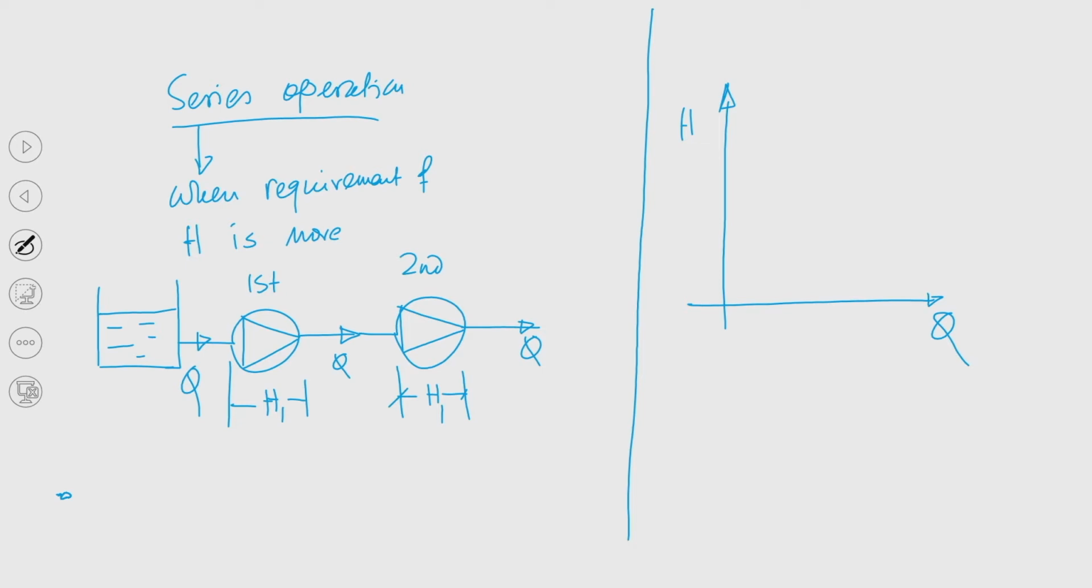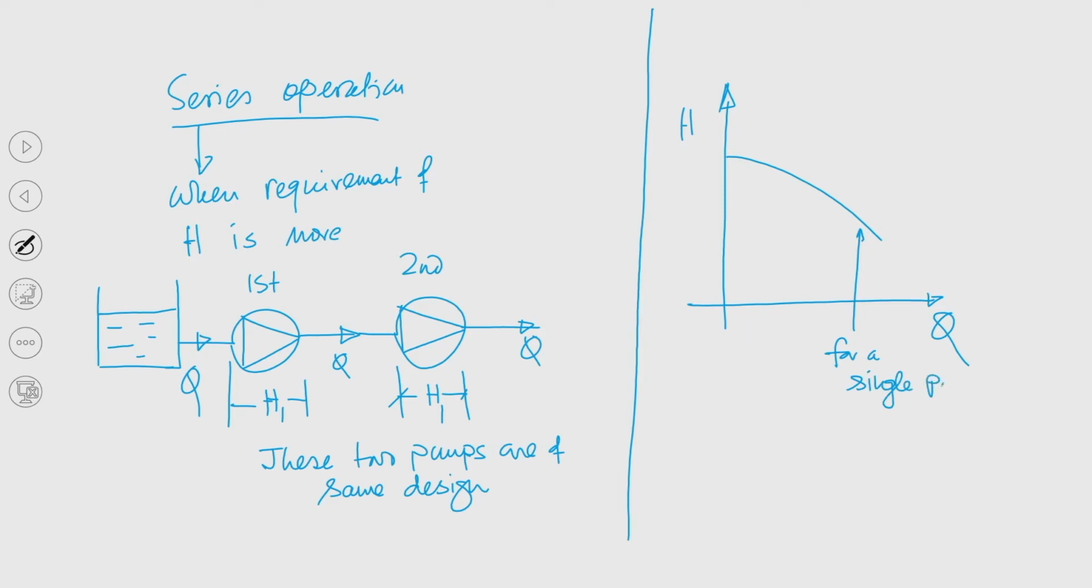Now, say H-Q characteristics. So, I am talking about these two pumps, which are of same design. Now, if we try to draw the HQ characteristics of a given pump, this is for a single pump. For a single pump, basically we need to know the system resistance.